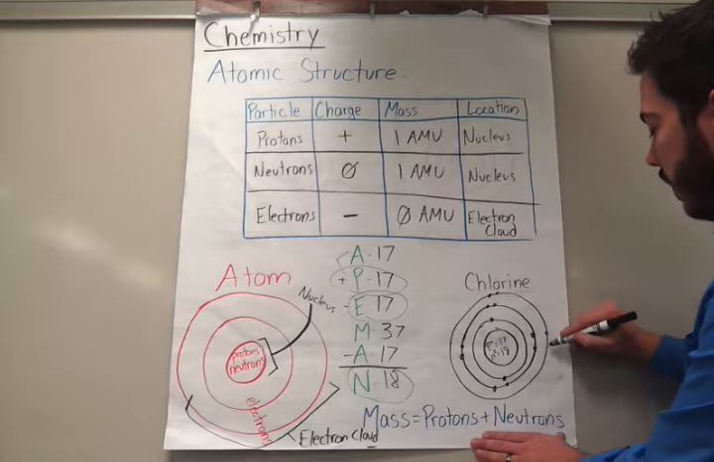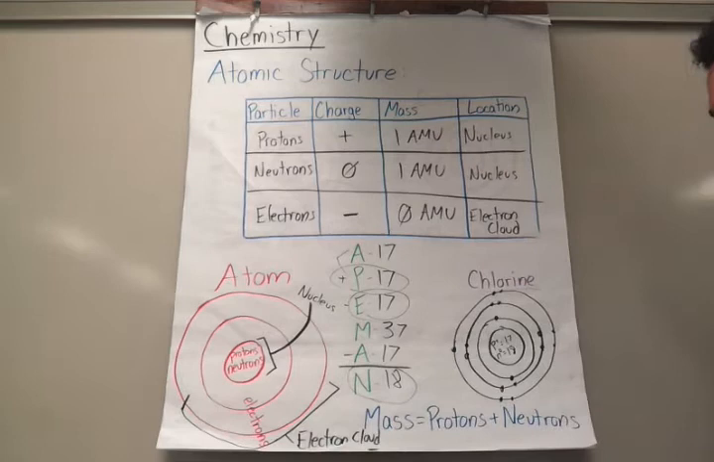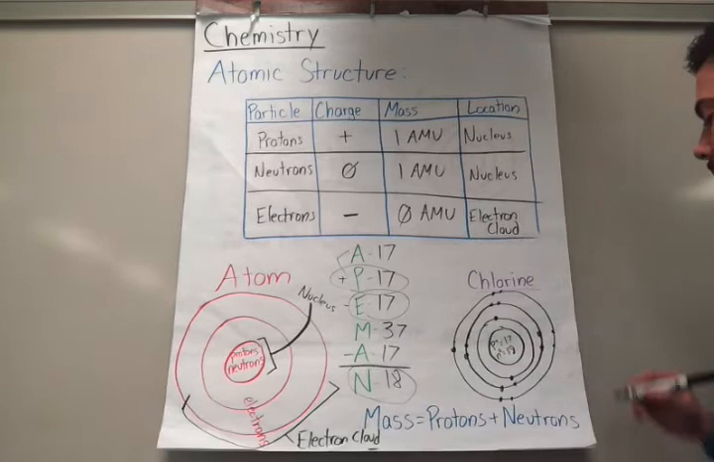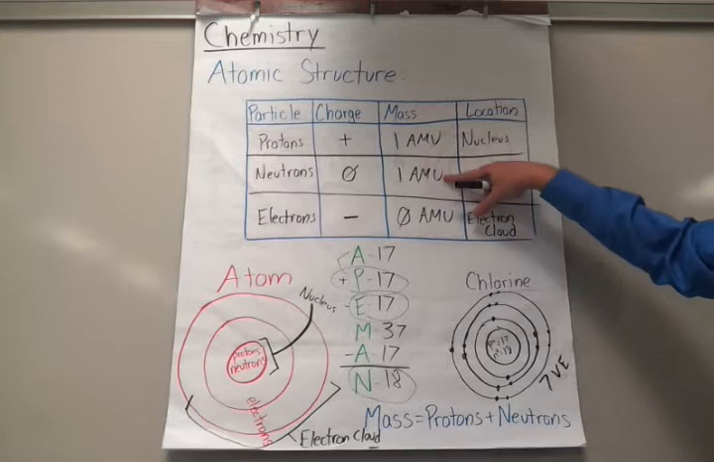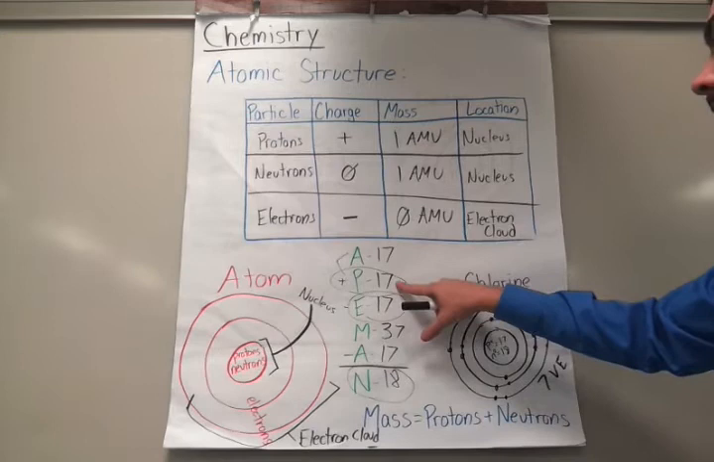Okay, so based on this information, we can see that chlorine does have 1, 2, 3, 4, 5, 6, 7 valence electrons. So that makes it a reactive element. As a reminder, the mass of an atom comes from protons and neutrons, as you can see on this chart. 1 amu, 1 amu. So if we have 18 neutrons plus 17 protons, that will give us 37.